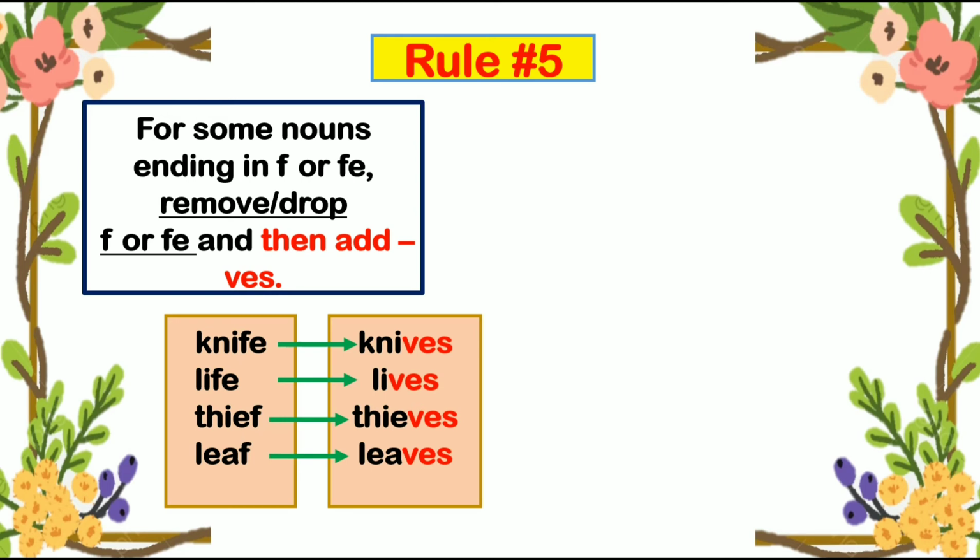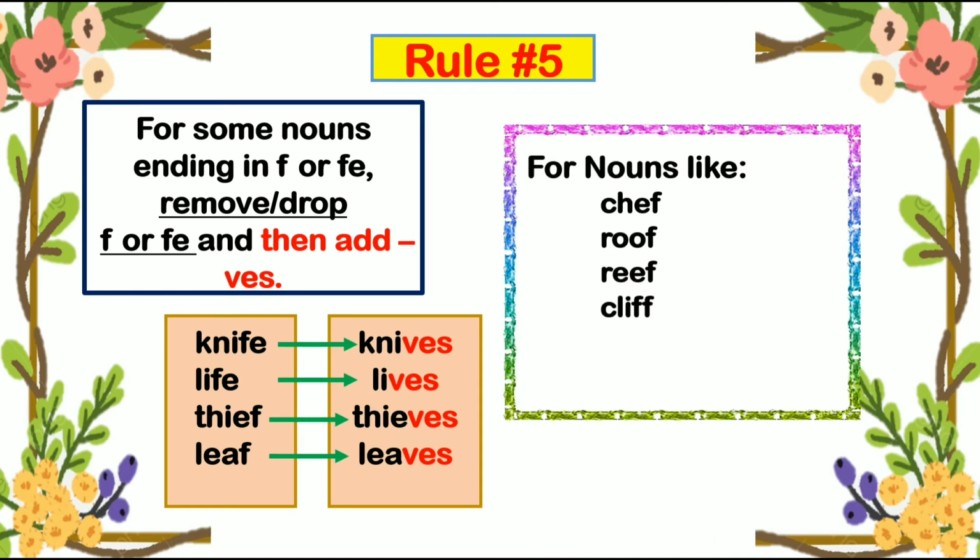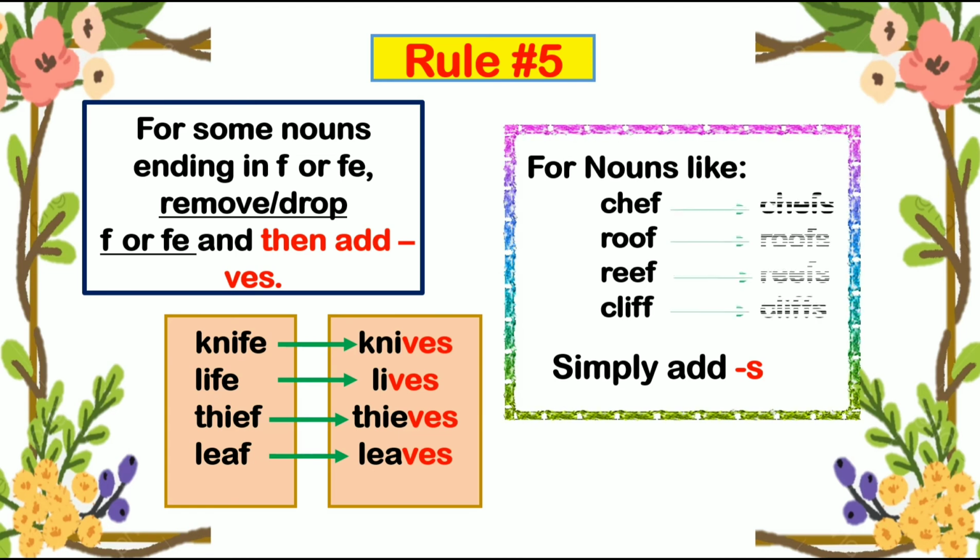But then again, there are exemptions to the rule because there are nouns ending in F like chef, roof, reef, and cliff. These nouns form their plural by simply adding S. So meaning to say, chef is chefs, roof is roofs, reef is reefs, cliff is cliffs.